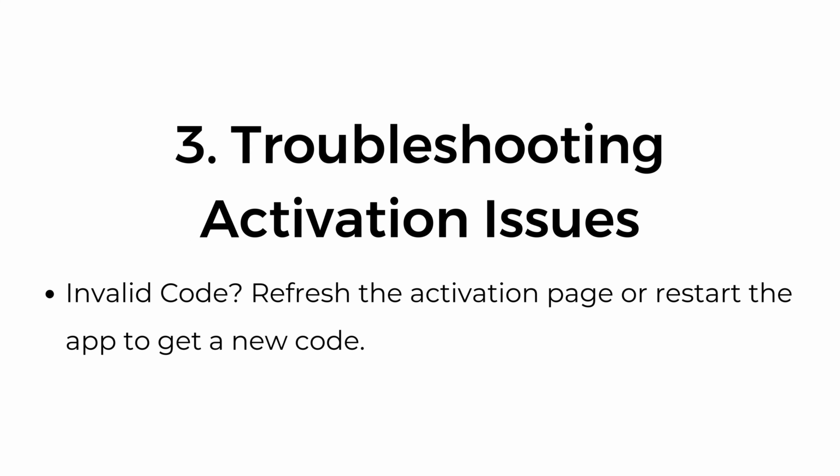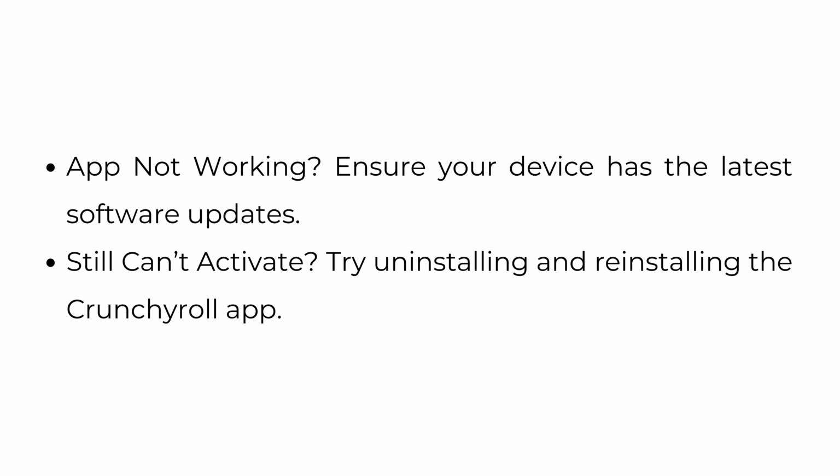3. Troubleshooting activation issues. Invalid code: refresh the activation page or restart the app to get a new code. App not working: ensure your device has the latest software updates. Still can't activate? Try uninstalling and reinstalling the Crunchyroll app.